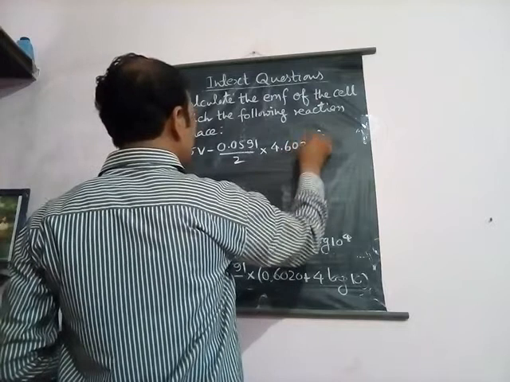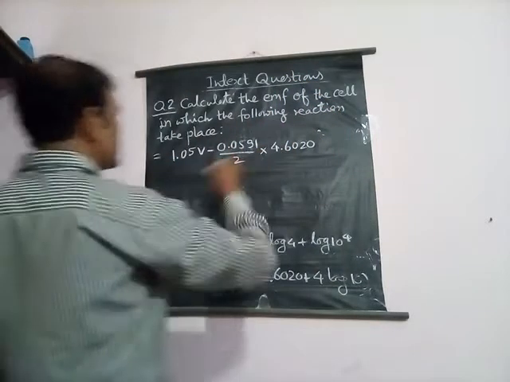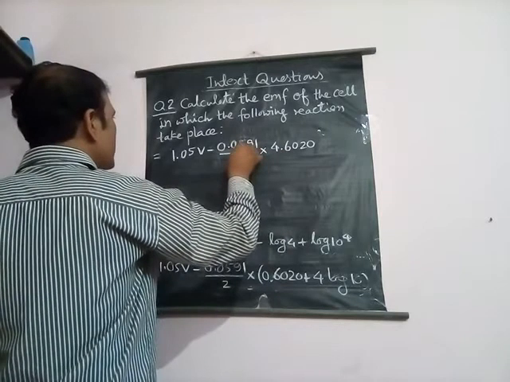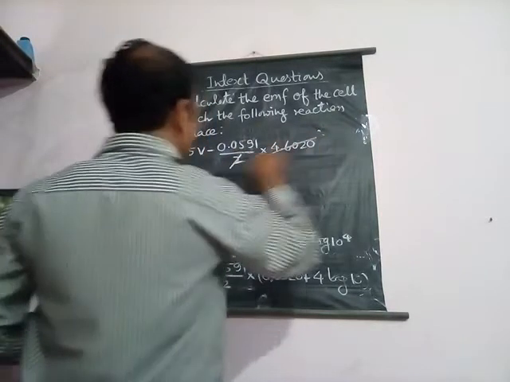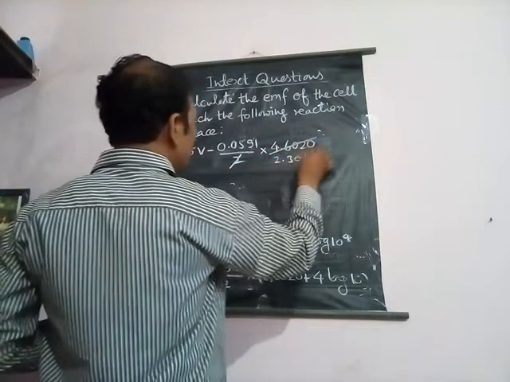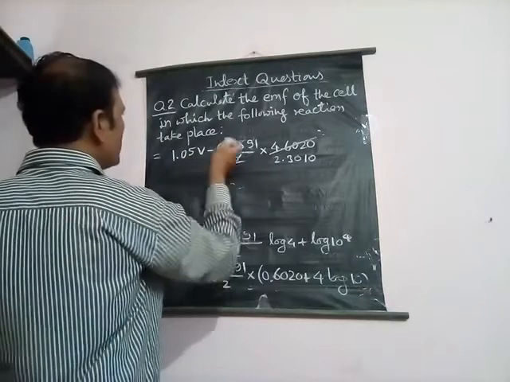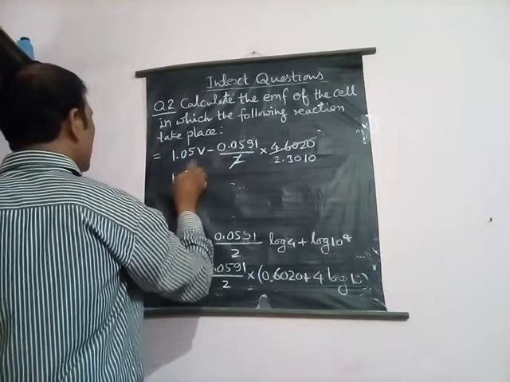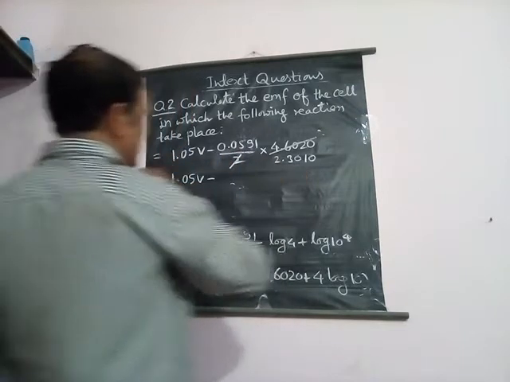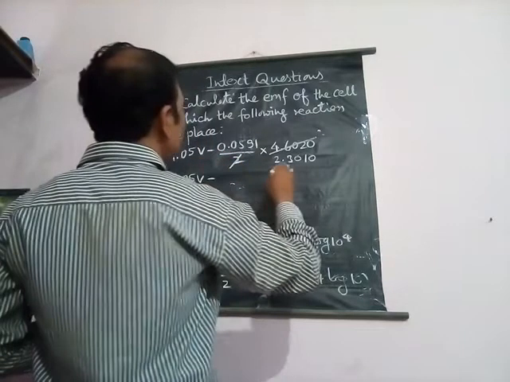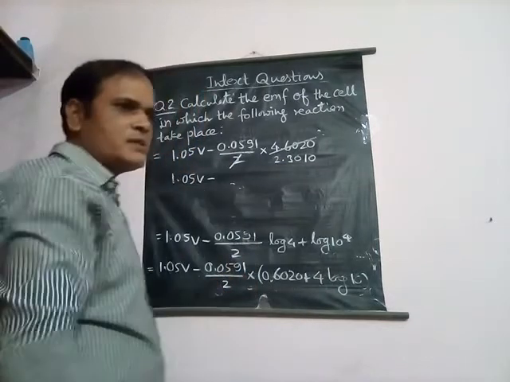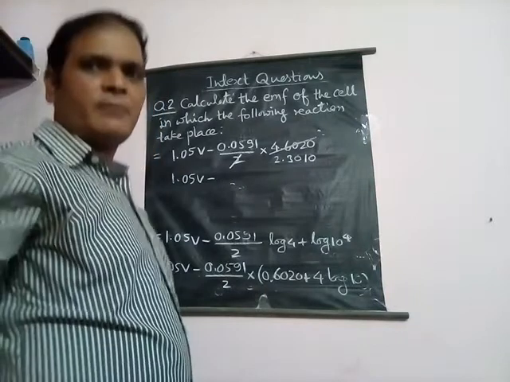So it will be equal to 4.6020. Okay, on dividing this number by 2, we will get 2.3010. Okay, so this 2.3010 will multiply, and it will provide us 1.05 volt minus, on multiplying it, what we will get here, we generally calculate with the help of a calculator.